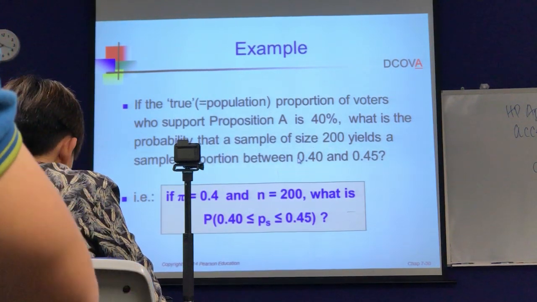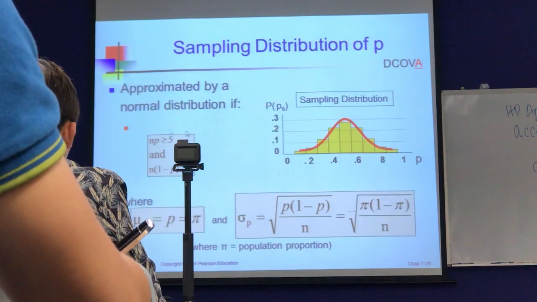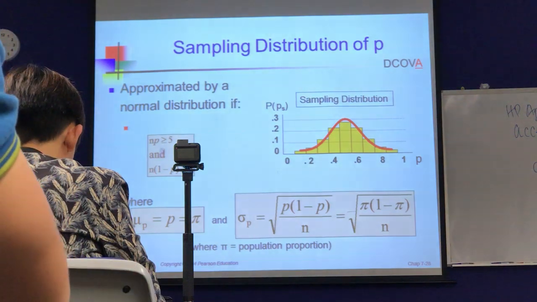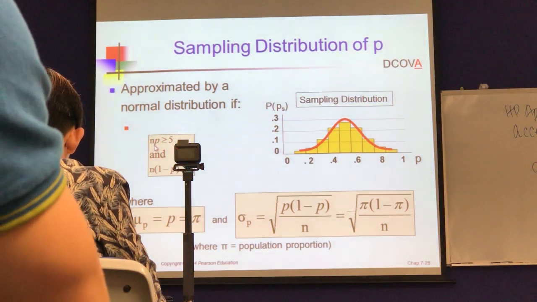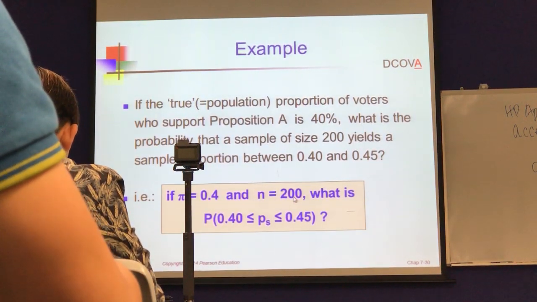So what you need to do is just substitute into the whole formula, but you have to test first whether they satisfy this condition here. So n times p must be greater than 5, where p or pi is the population proportion. Sometimes they use p, sometimes they use pi. So let's look at this one here. N is 200. What is pi?